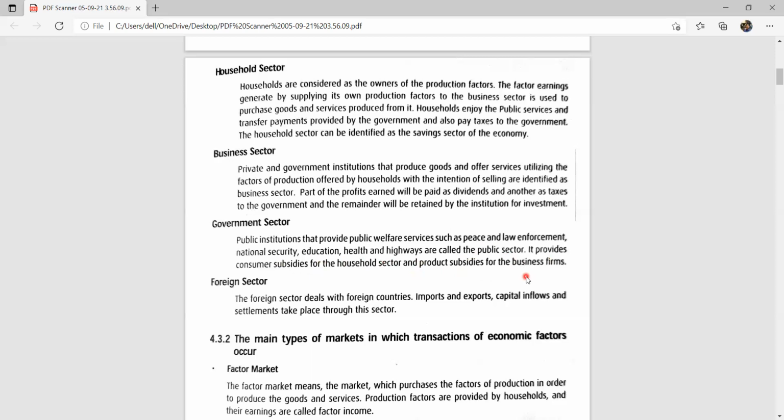Subsidy part, of course, compulsory. They have to encourage businesses as well as protect consumers. Therefore, subsidies are given. Foreign sector, at last. Foreign sector means rest of the world when we trade with other countries.